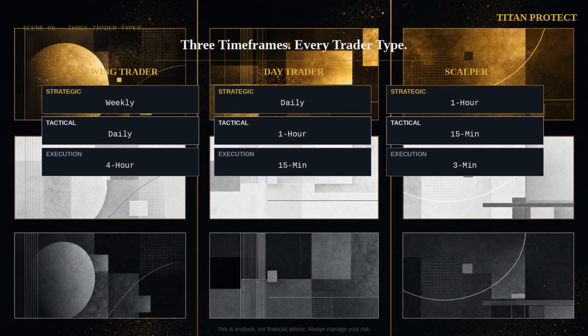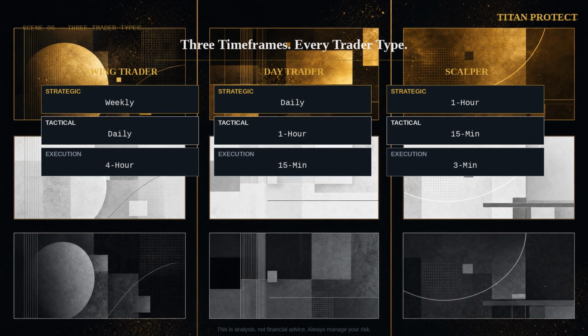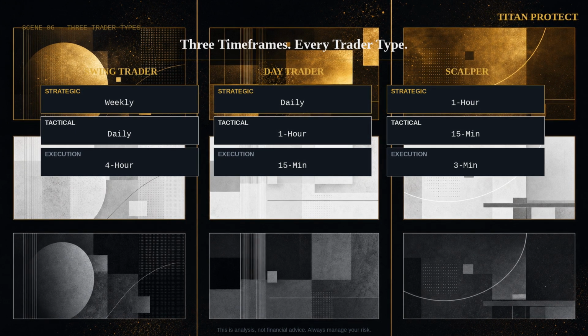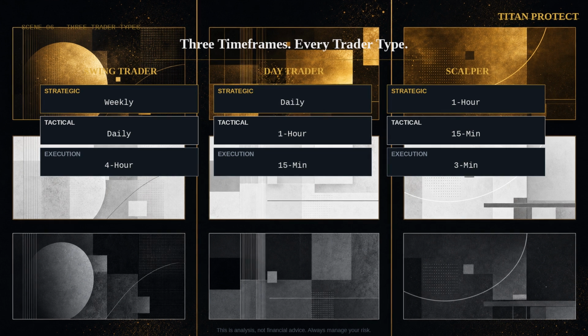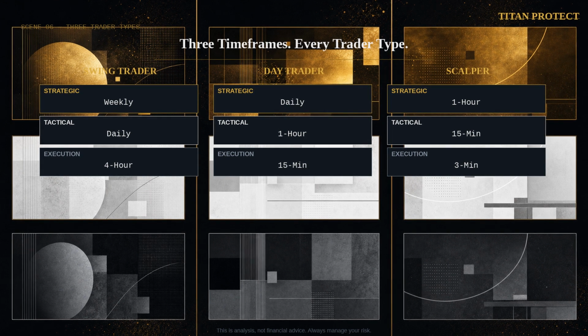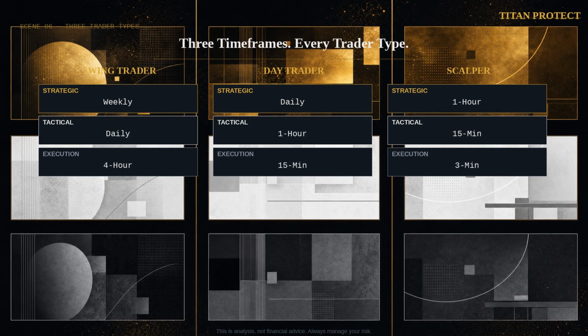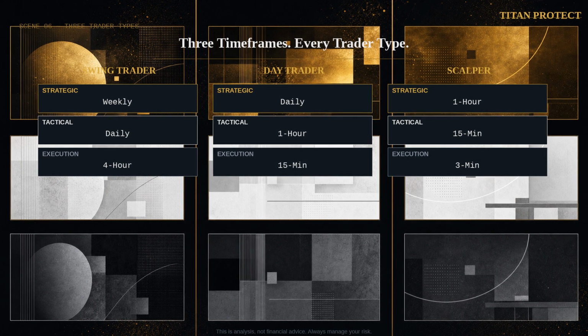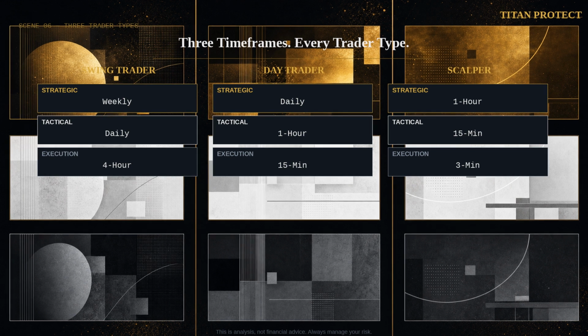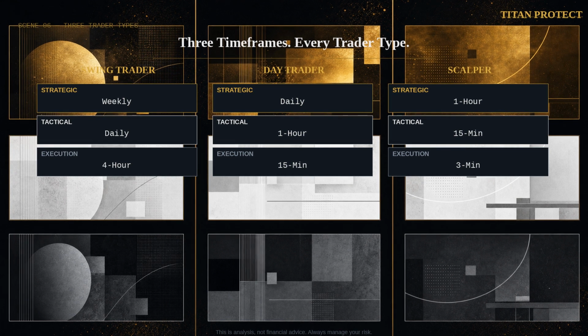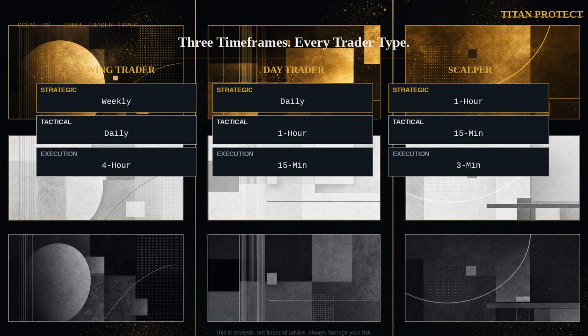The rule is simple. The strategic and tactical time frames must agree before you take the trade. If the strategic is up and the tactical is up, you are looking for longs. If the strategic is down and the tactical is down, you are looking for shorts. If they disagree, you stand aside. There is always another setup. Here is what alignment looks like in practice.